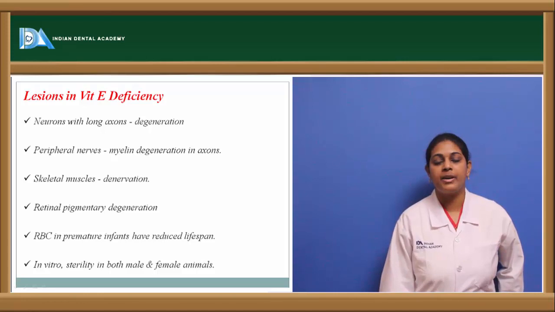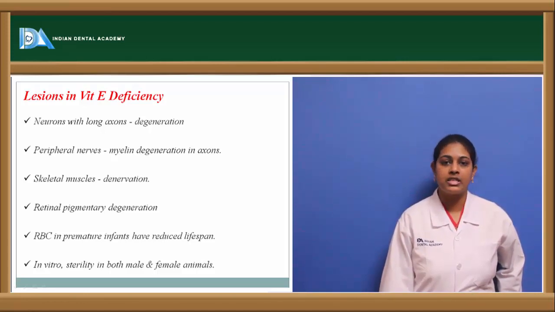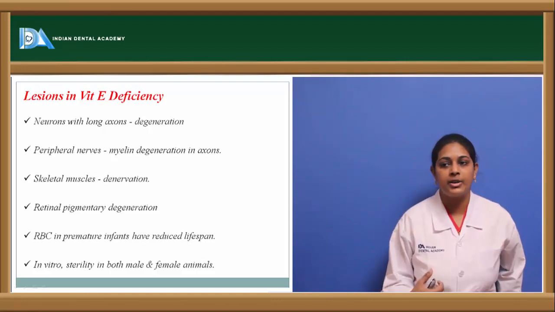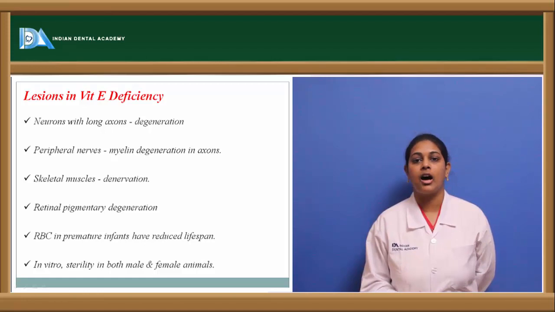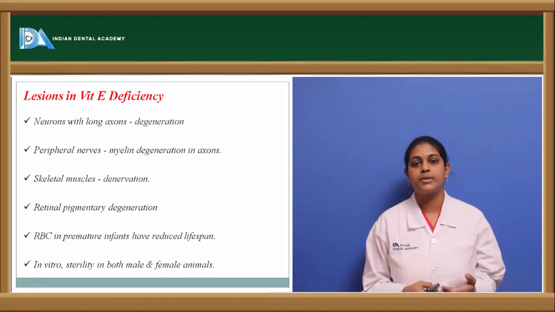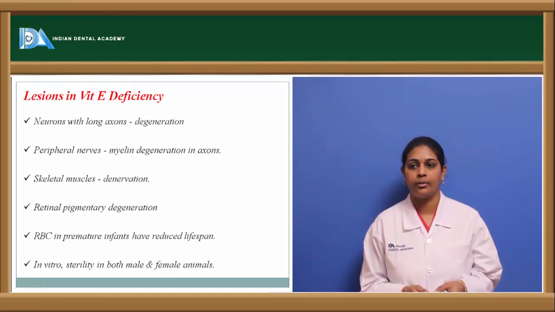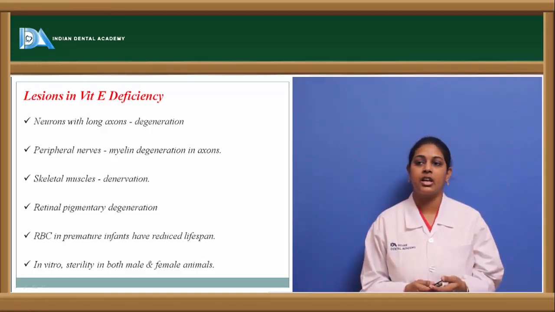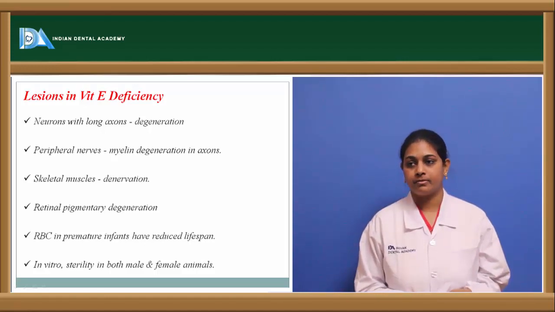In the case of RBCs, in premature infants, usually we see the lifespan of the RBC is reduced because of the deficiency of alpha tocopherol, that is vitamin E. In vitro conditions, that is in lab conditions, in certain experiments, they have observed sterility in both male and female animals because of the deficiency of the vitamin. These are certain lesions which I've seen and which are usually associated with vitamin E deficiency.